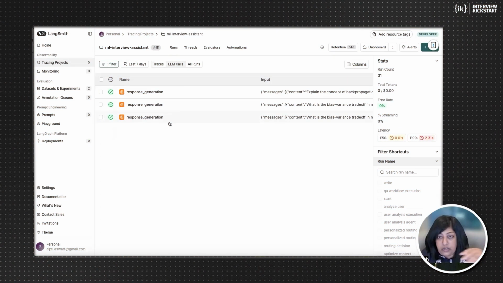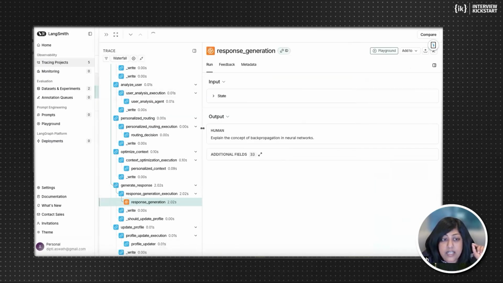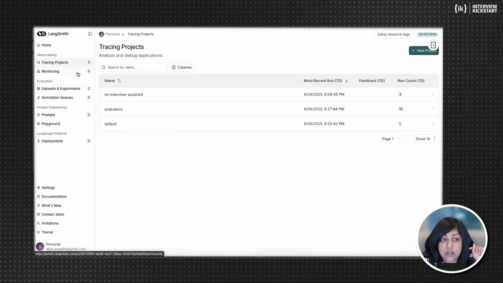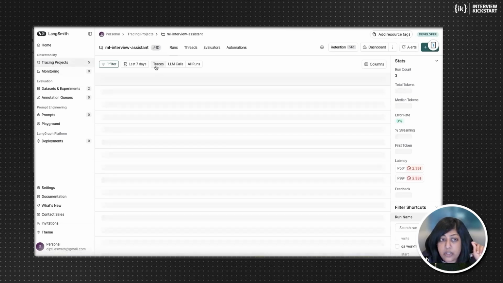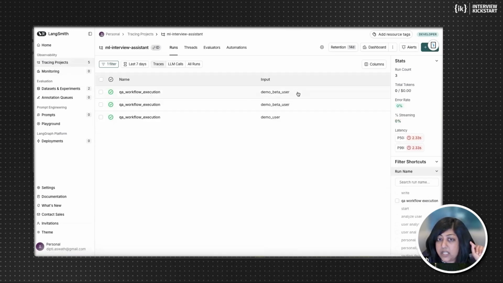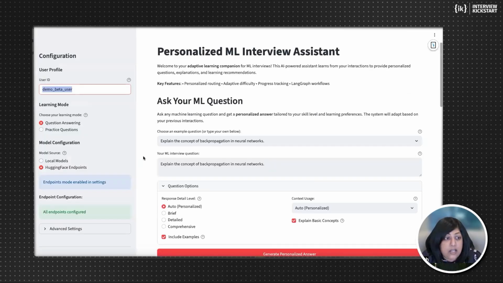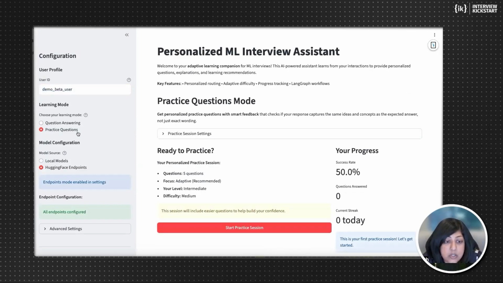By the way, at Interview Kickstart, we do have a lot of modules that go into the depths of LangSmith tracing. What you're seeing is just everything summarized and condensed together for the context of this demo. So you'll see that for LLM calls, I had 3 responses generated for different users, and you'll see in the context of which workflow this was connected to. Tracing is super beneficial. I wanted to show you the QA workflow for the demo beta user. I had 2 questions that I asked in the QA mode as a demo beta user, and you'll see the traces captured. Now let's look at the practice questions mode.